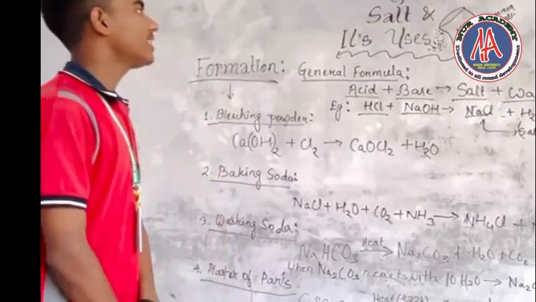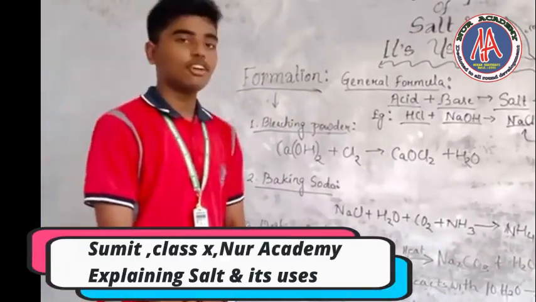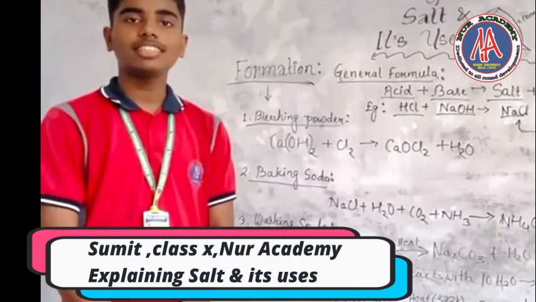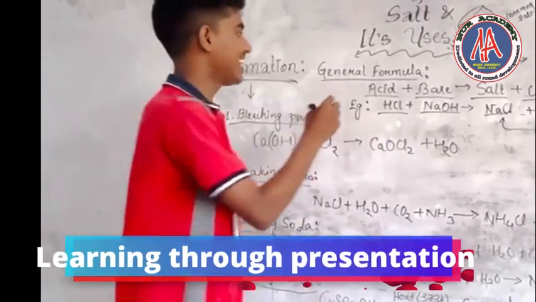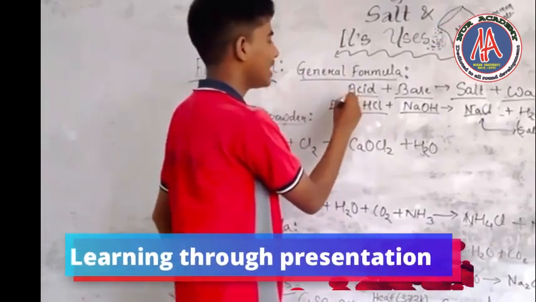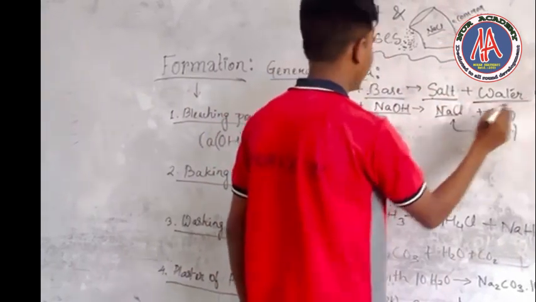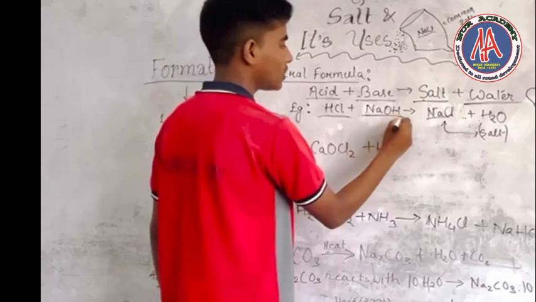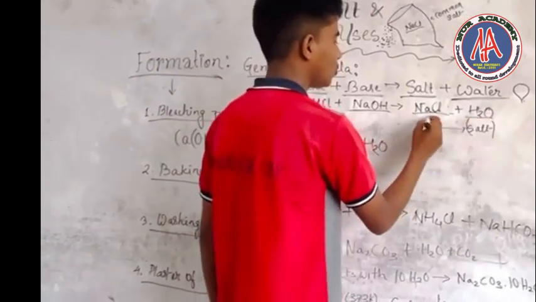Today I will be explaining the concept of salt and its uses. Salt is an ionic compound which is made when a neutralization reaction takes place between an acid and a base. The general formula is acid plus base gives rise to salt and water. For example, hydrochloric acid plus sodium hydroxide gives rise to sodium chloride and water. Here sodium chloride is a salt.